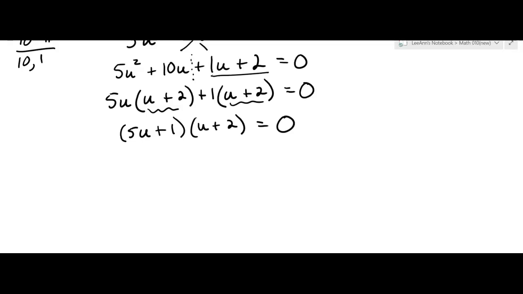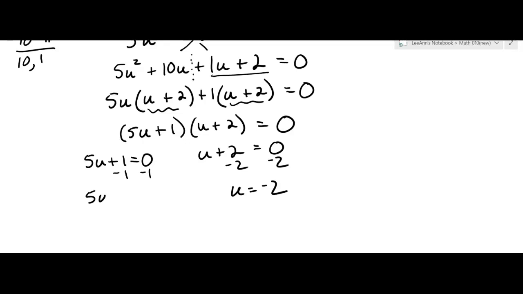Okay, so when we're setting it equal to 0, I'm thinking, when does 5u plus 1 equal 0? And when does u plus 2 equal 0? Well, here I'm going to get the negative 2. u equals negative 2. And over here I'll have to subtract 1 and then divide by 5. And so I get u equals negative 1/5. Okay, great. That was a lot of work, and all we did was find u.